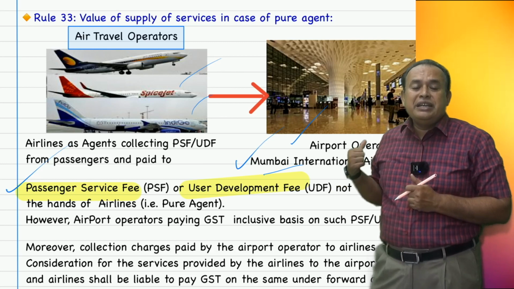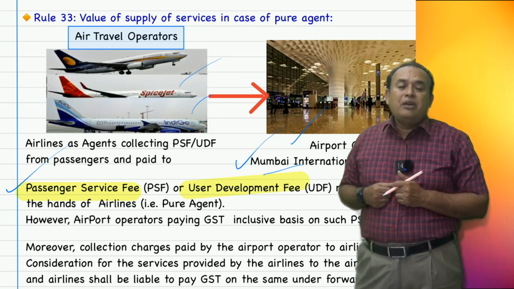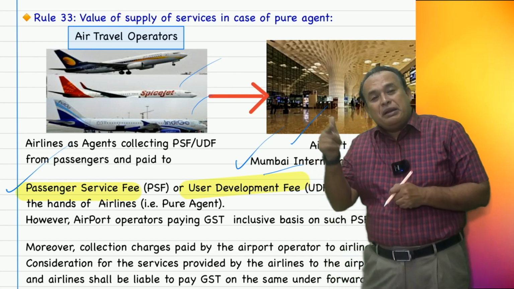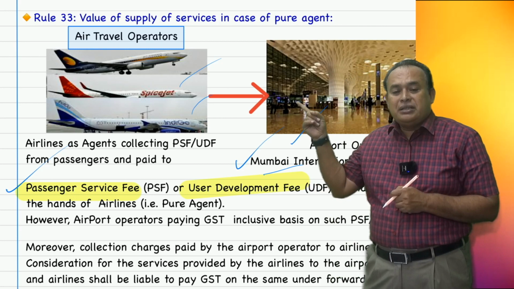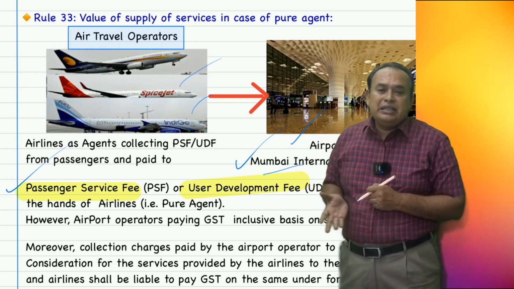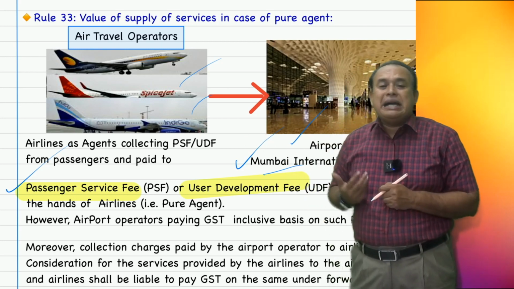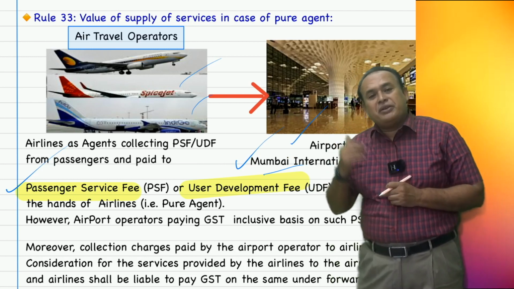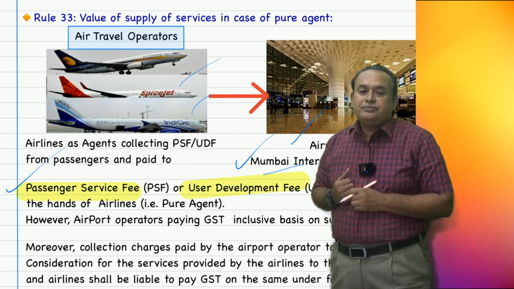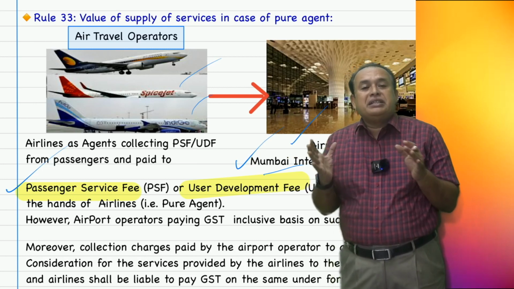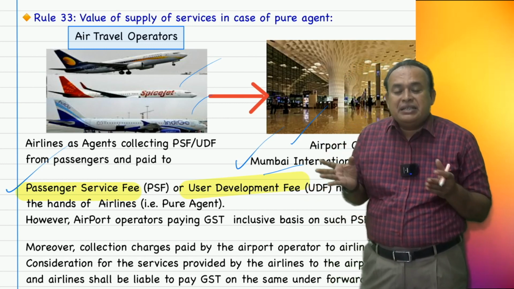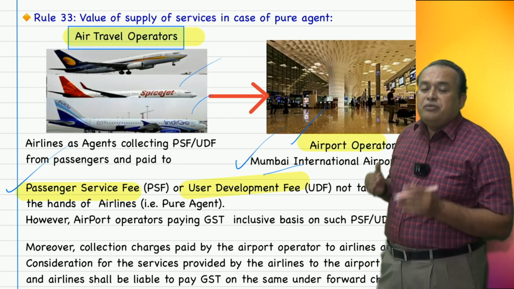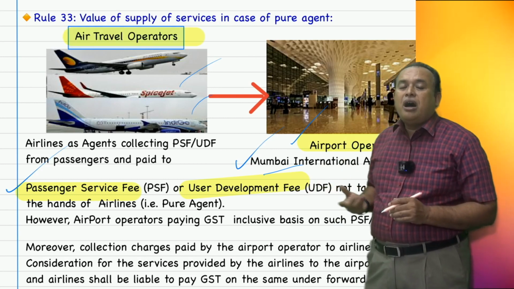Who is the supplier of service? The airport operator is the supplier of service for the passenger service fee. And the air travel operator, like SpiceJet, Indigo, Lufthansa, are the people who collect the passenger service fee on behalf of the airport operator, for which they get the commission, and they are liable for GST on it. This is the way in which the explanation was given by the CBIC in the given case of airport operator followed by air travel operator with regard to passenger service fee or user development fee.